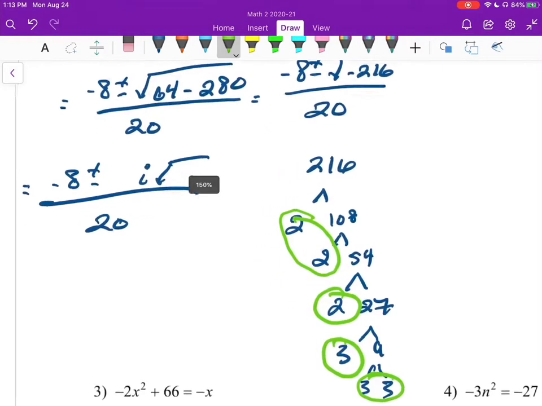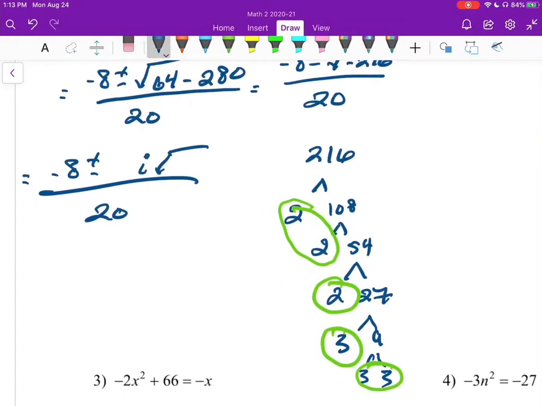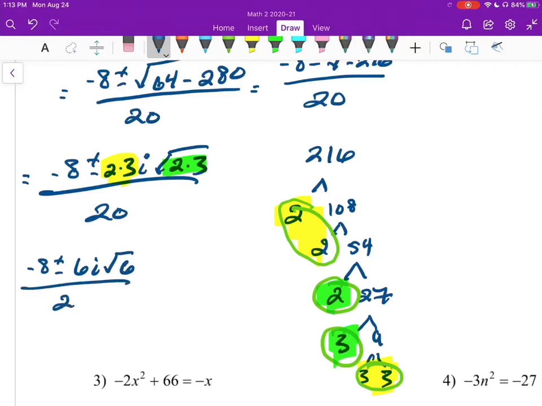So outside of the root, we have 2 times 3. Inside the root, we also have 2 times 3. Right, so the 2 and the 3 outside came from here, the 2 and the 3 on the inside came from here. So I've got negative 8 plus or minus 6i root 6 over 20.